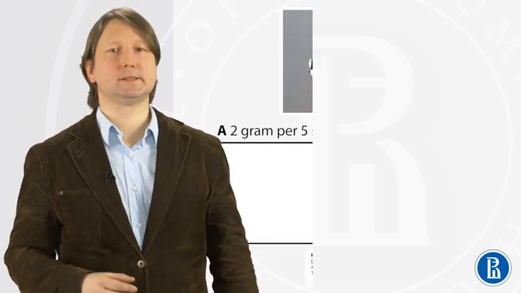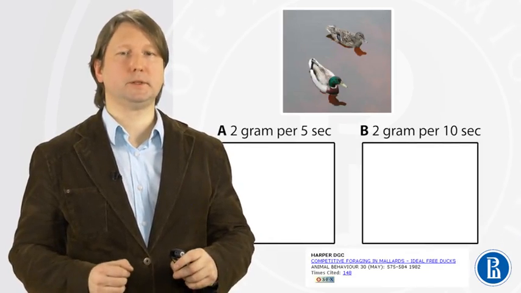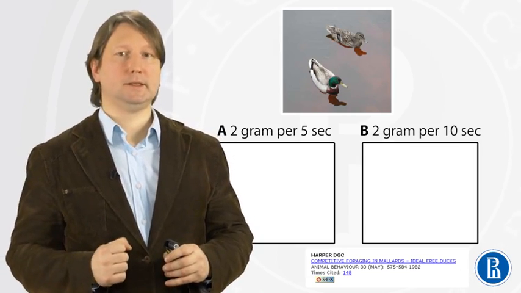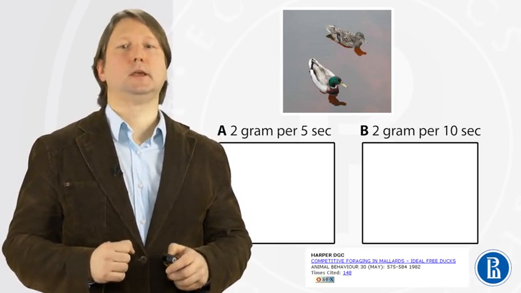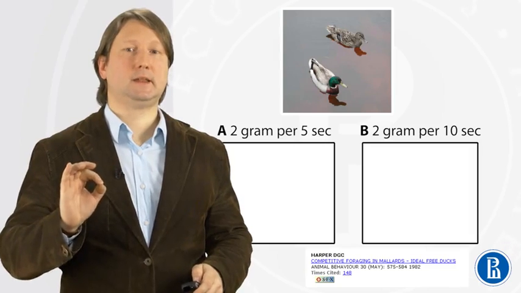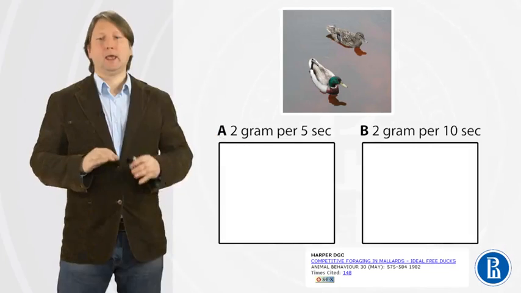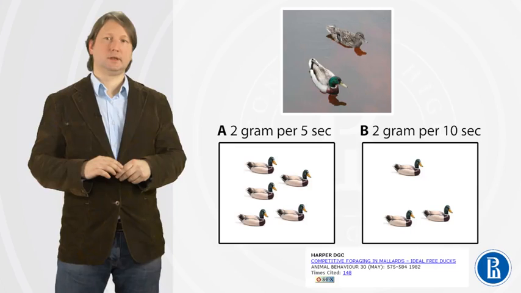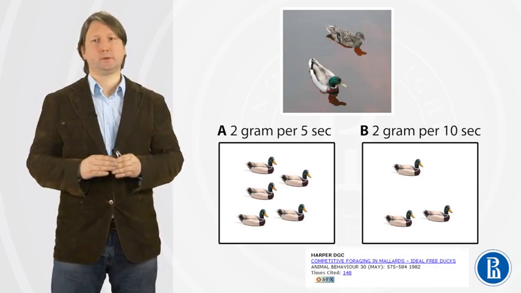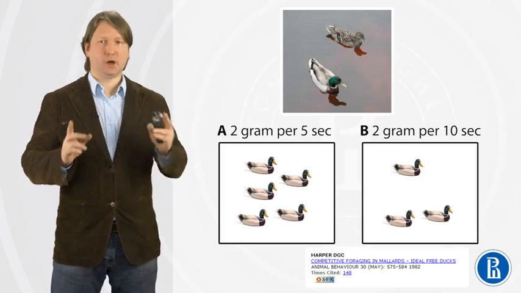I really like this experiment conducted by a postdoc in Cambridge. It's a very simple experiment, but it is very illustrative. Imagine that this scientist just fed ducks in a lake in Cambridge. He fed the ducks at a constant rate, 2 grams per 5 seconds. His friend on the other side of the lake also fed ducks, but at a slower rate, only 2 grams per 10 seconds. So what should you do as a smart duck?